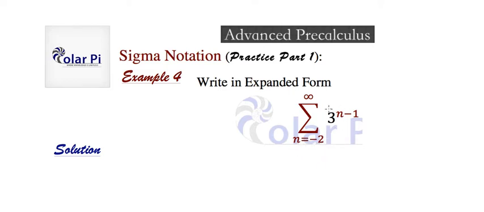And so that means that to start, we'll have 3 to the power of -2 minus 1, or 3 to the power of -3, right? And we remember from our exponent lessons that 3 to the -3 power is the same as 1 divided by 3 to the third, or 1 divided by 27. So we see that we have to start with 1 divided by 27. And then sigma means add, so we go plus.